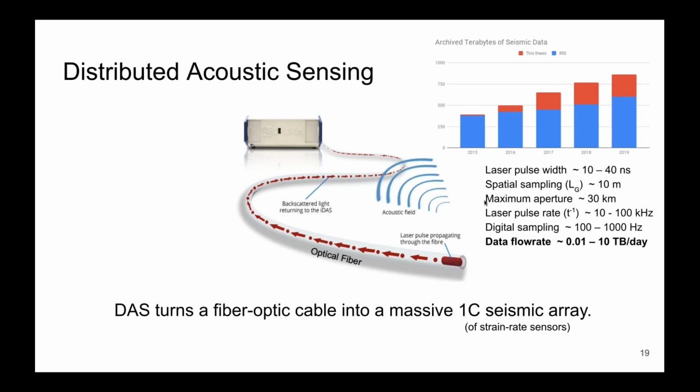The maximum aperture that we're seeing with standard telecommunications cables, like those installed on the grid today, is about 30 kilometers, where we run into the noise of our optical budget. We can sample the flow of data that comes back to us at upwards of kilohertz. The laser is firing at several multiples of that digital sampling rate, and that leads to large data volumes. For any experiment that's going to record 10,000 components along a fiber optic cable, we're looking at a terabyte a day.